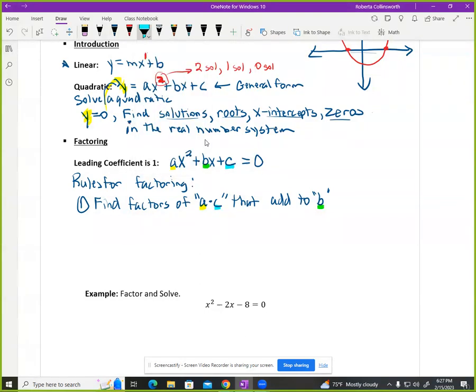So whatever these numbers are right here, A and C, I would multiply them together and then find the factors of that product. And then I would take those factors and see which one of those factors add together to be B.